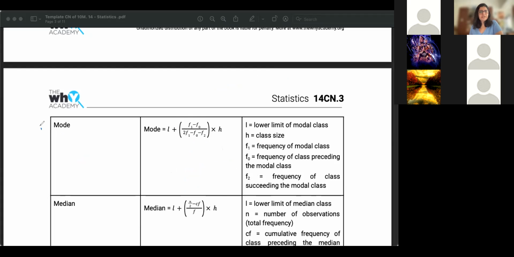So note down the formula, then we'll do one problem to find the mode. Once we're done with mode, everything is pretty straightforward. After that we'll do median. Median will be a little more complicated than mean and mode. So finish off mode right now.